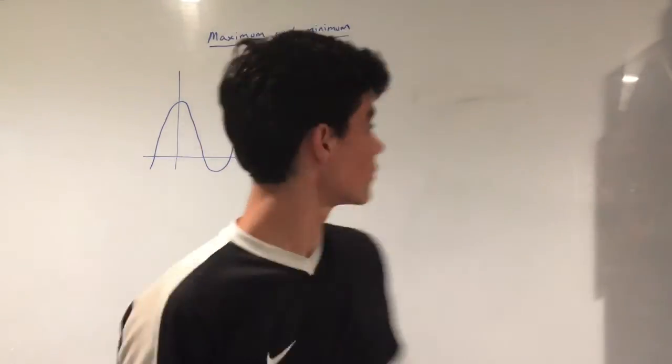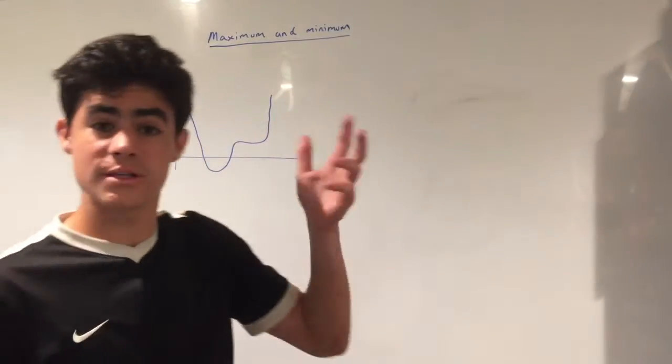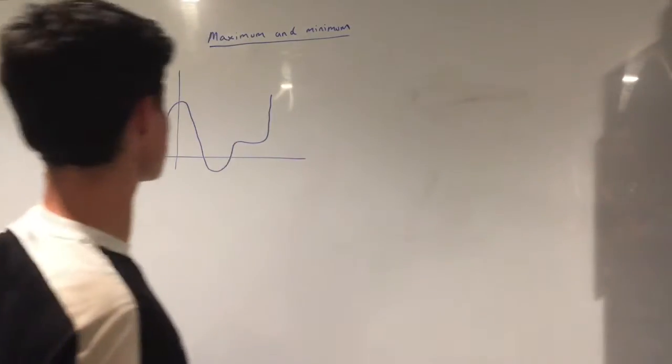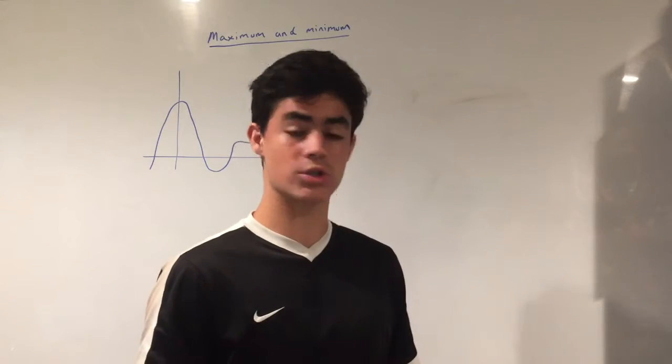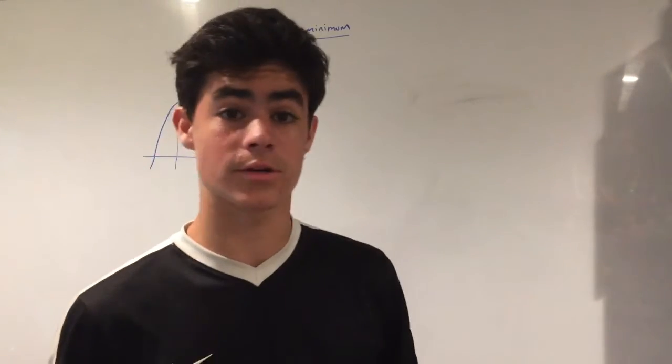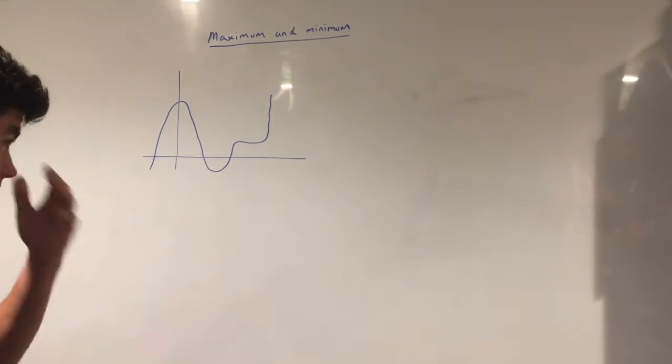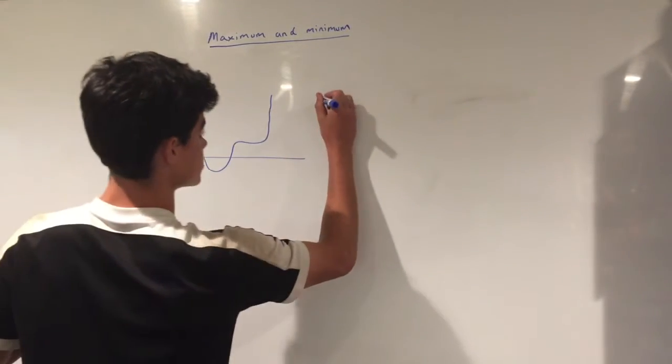Today we'll be going over maximum, minimum, both relative and absolute. We'll be going over how to look at it from a graph and how to go through it with just the function. So without further ado, let's get started. So let's say this is the graph of a certain function f of x.